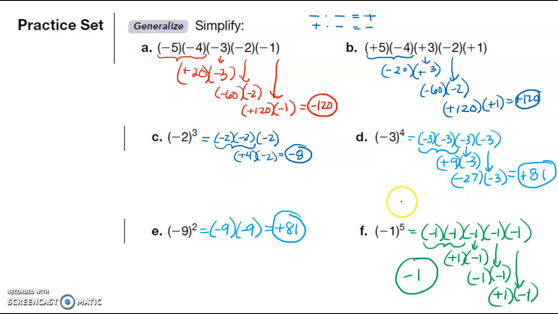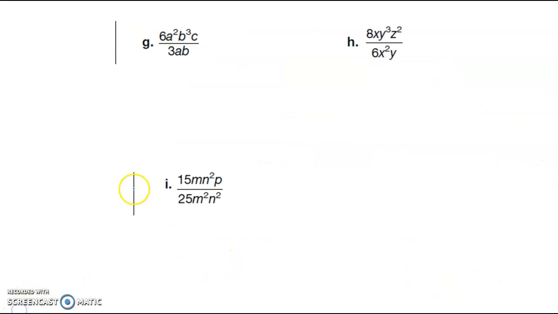I think what they're trying to show you, and I think if you go through the lesson, is that when you have a negative number taken to an odd exponent, you're going to get a negative answer. When you have a negative number taken to an even exponent, you're going to get a positive answer. Instead of remembering that rule, I just multiply it out. Or you can remember the rule, that's fine.